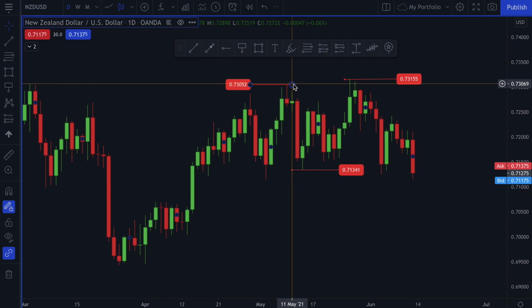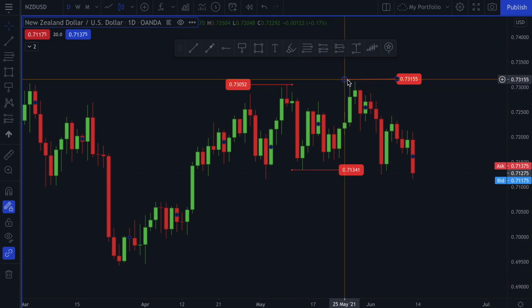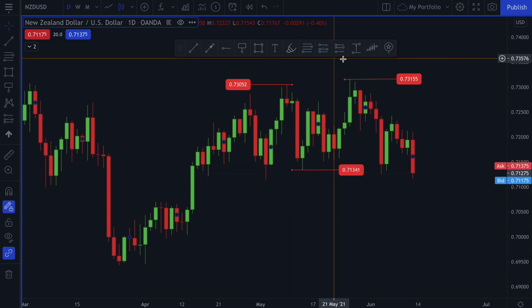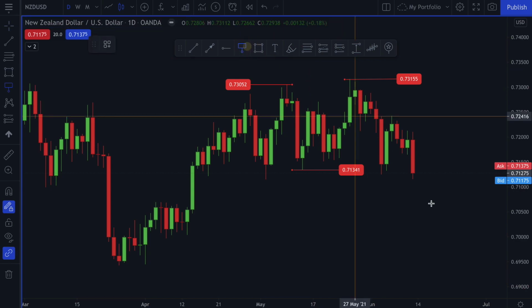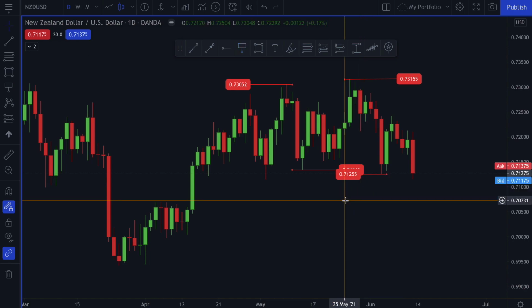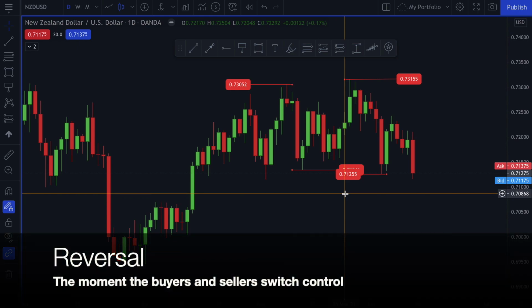What happened? Did price make a new higher high and pass 0.73155? Or did price pass 0.71341 to go lower? And what price did was, price actually went lower. And this is the reversal point. The moment price went past that higher low, that means that the buyers no longer have control, the sellers do.